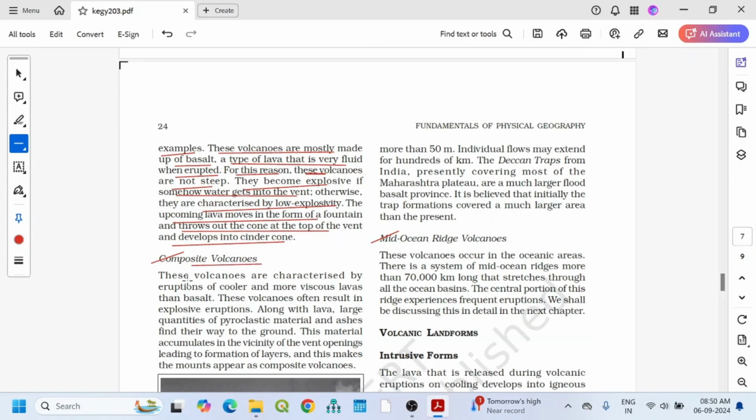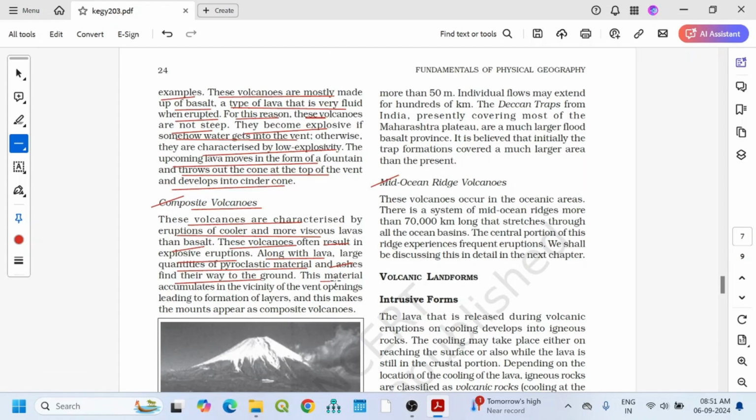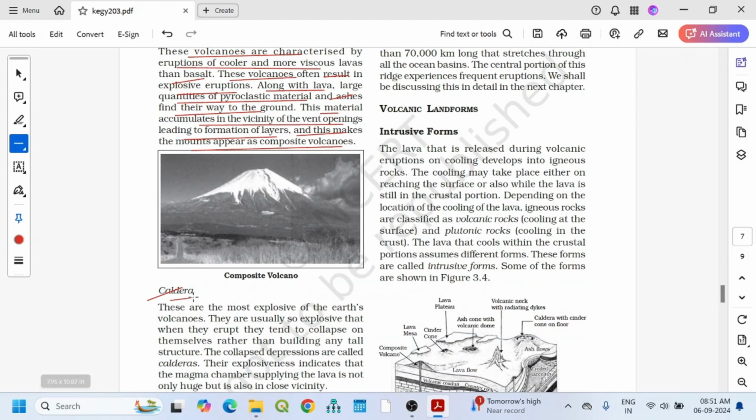Composite volcanoes. These volcanoes are characterized by eruptions of cooler and more viscous lavas than basalt. These volcanoes often result in explosive eruptions. Along with lava, large quantities of pyroclastic material and ashes find their way to the ground. This material accumulates in the vicinity of the vent opening, leading to formation of layers, and this makes the mounds appear as composite volcanoes.